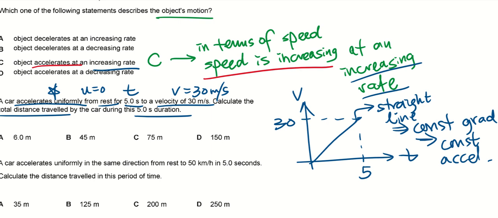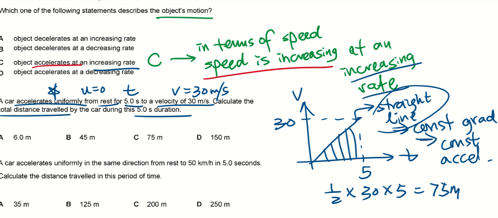And when this happens, it is more useful for me to use the speed time graph, because it tells me about the acceleration and it tells me about the distance traveled. So I plot this graph. Take note here is a straight line. Why? Because constant gradient, constant acceleration. Area under the graph represents distance traveled. So I calculate this area, which is half times 30 times 5, so equals 75 meters. So answer is C. Any question?